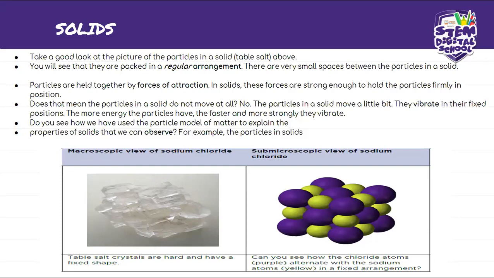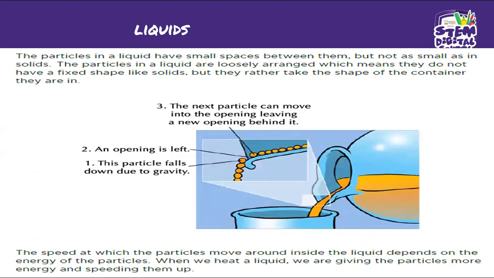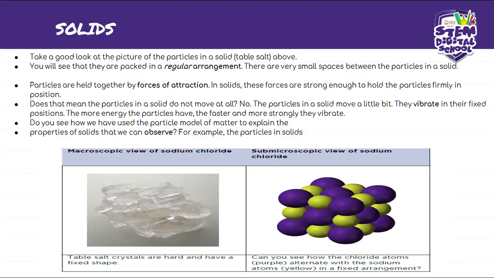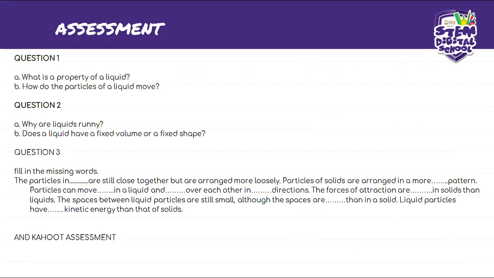Now, what can we not see? We have what is called the submicroscopic view of sodium chloride. Can you see how the chloride atoms, purple, alternate with the sodium atoms in a fixed arrangement? Yes. So basically, this is what we are seeing in solid. Let me just go back so that you see the arrangement of that one in liquid, and just come back here, you see the arrangement in solid. So you see how they are, and then you see here.